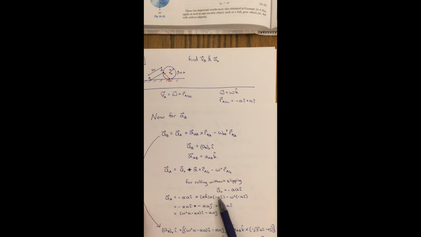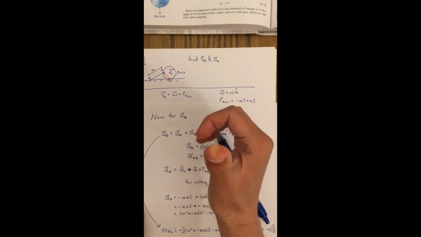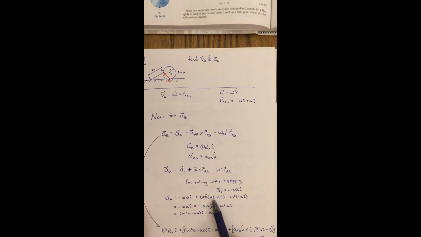Then we have the cross product here. We're saying from our picture here, the alpha is like this, that's in the k hat direction, so angular acceleration crossed with position minus angular speed squared times position. When we do the cross product here, we have k hat crossed with i hat, giving us j hat, so that's minus alpha times A in the j hat direction, and then this is negative and this is negative, so that's plus omega squared times A in the i hat direction. Now let's combine the i hat terms, so this is omega squared minus alpha times A in the i hat direction, minus alpha times A in the j hat direction.